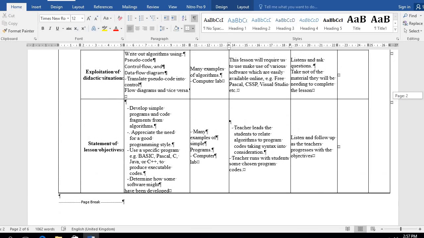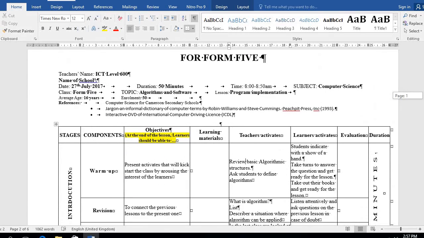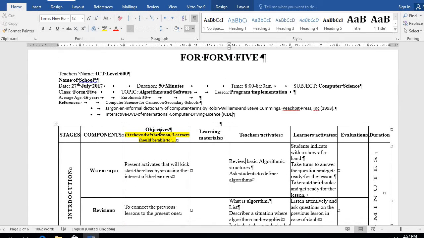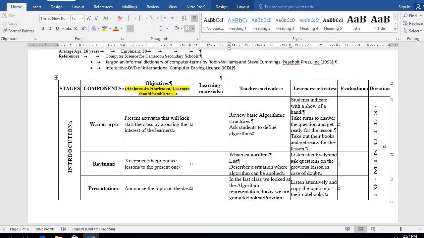Why are you teaching the lesson, or what will the learners be able to accomplish at the end of the lesson. Take note that within the table you already have objectives, and within these objectives you have other things which have been interwoven. So it's kind of complex, but it's easy. As you keep doing it, you get used to it.